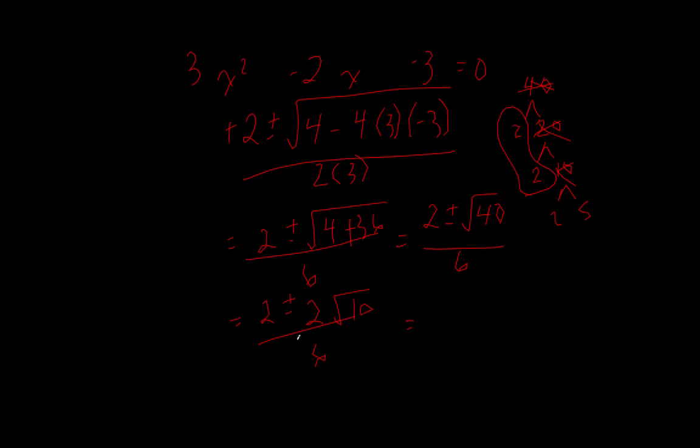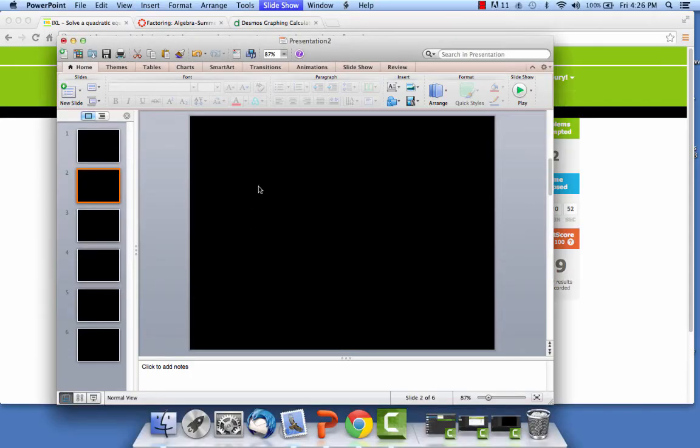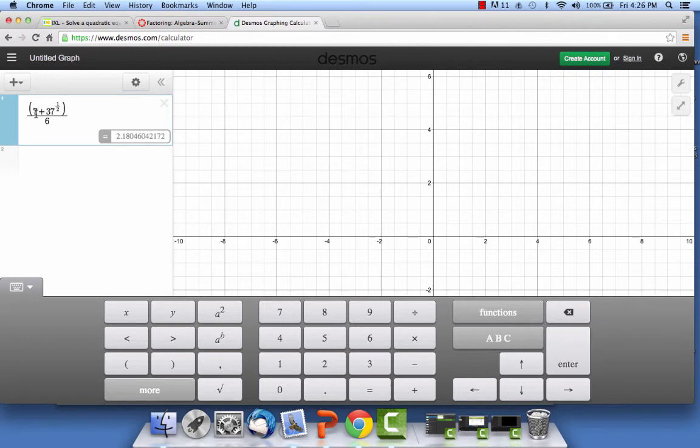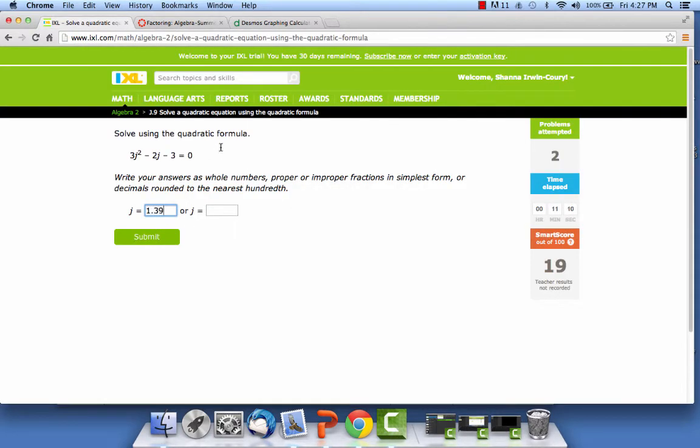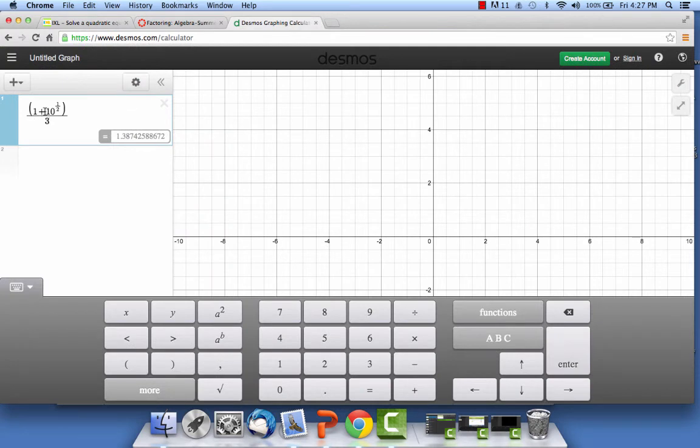So there's a 2 in everything now, so we can say 2 times 1 plus or minus root 10 over 2 times 3, and these will cancel. So we have 1 plus root 10 over 3 and 1 minus root 10 over 3. So let's go here and say 1 plus root 10 over 3. So that's 1.39. And then with the minus, negative 0.72.